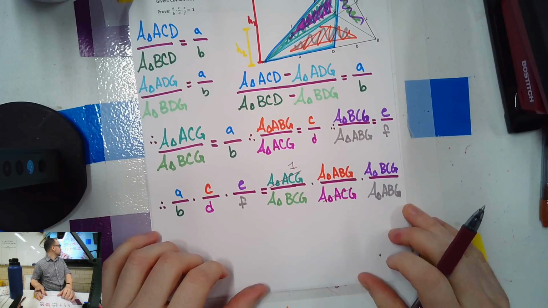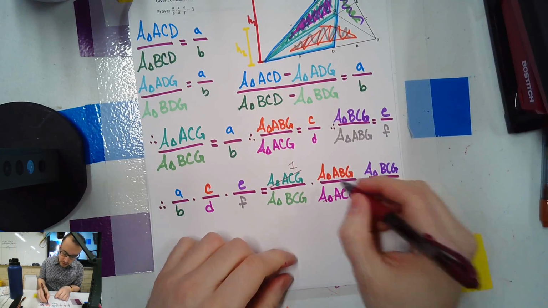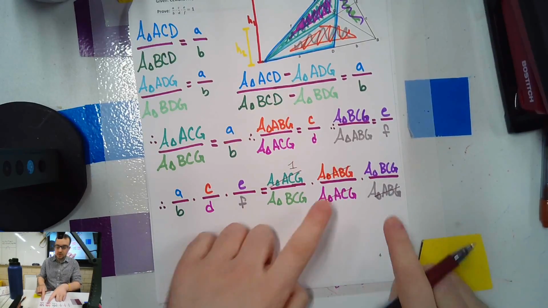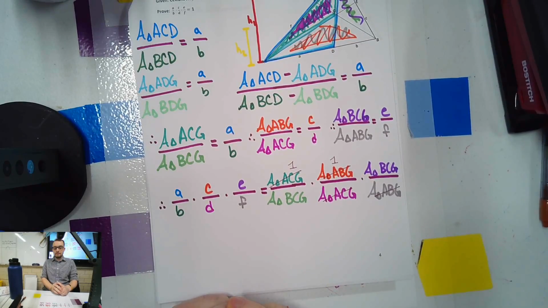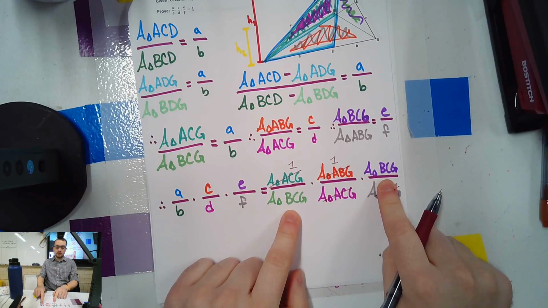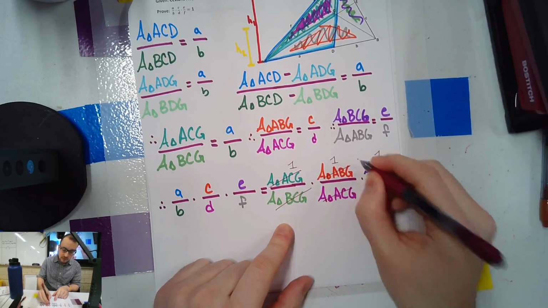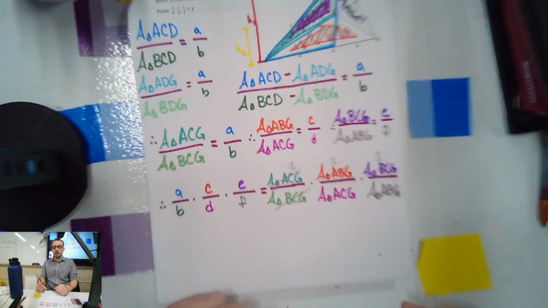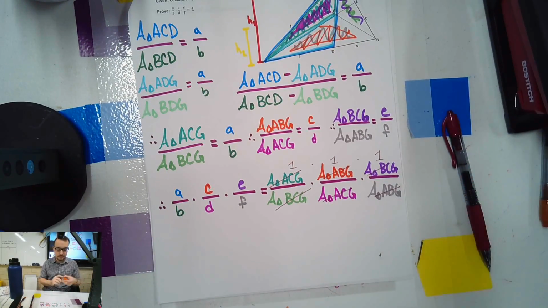What other things do we have here that match up? That divide out? ABG and ABG. So that's dividing to get 1. Right? And then if you look, we have 2 BCGs, one on top and one on bottom, so they divide to make 1. So now we've just got a simpler way of writing this. 1 times 1 times 1. What is 1 times 1 times 1? 1.